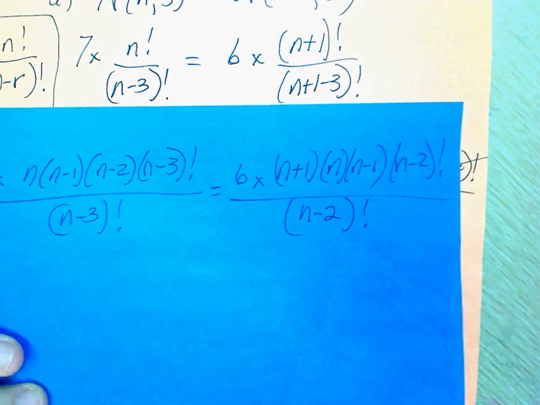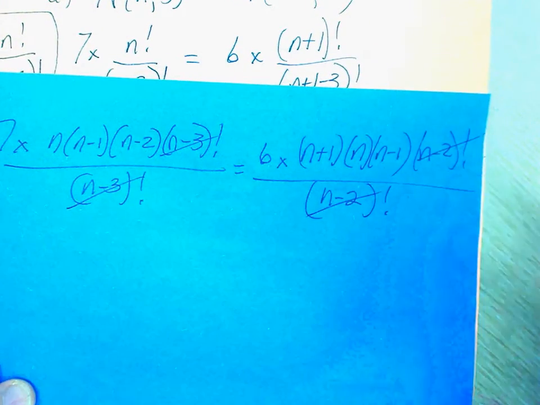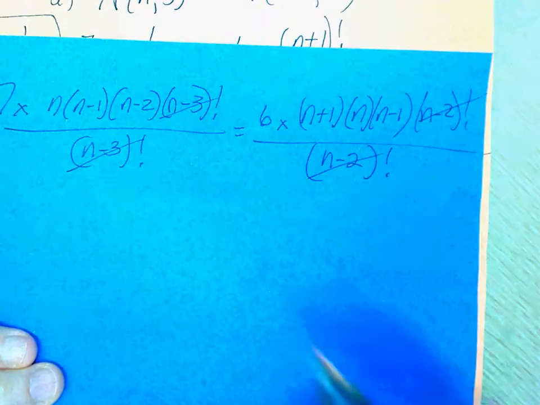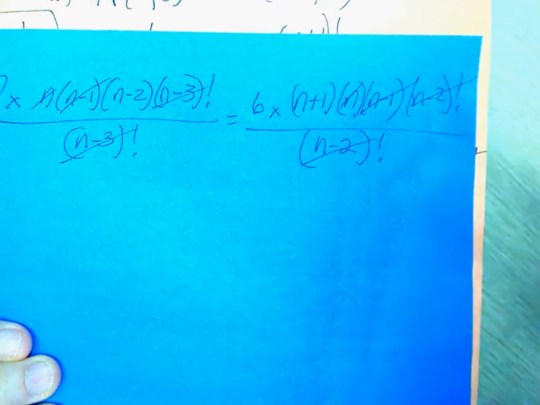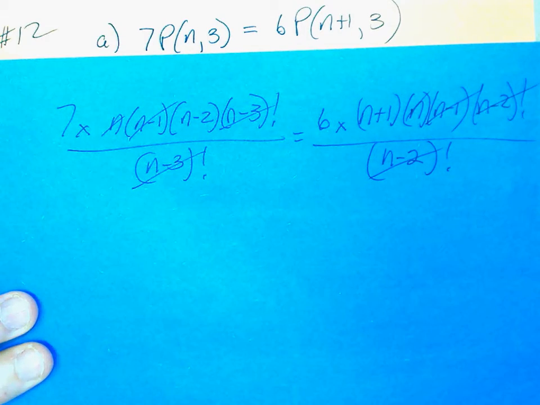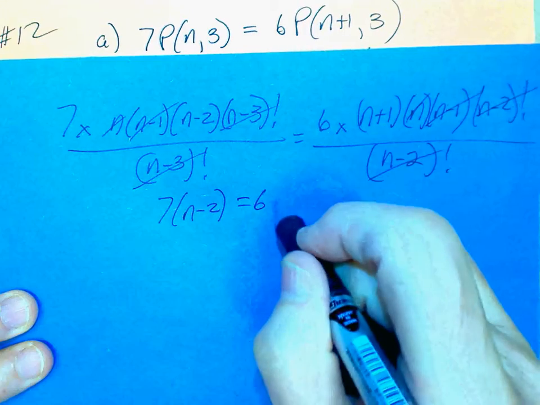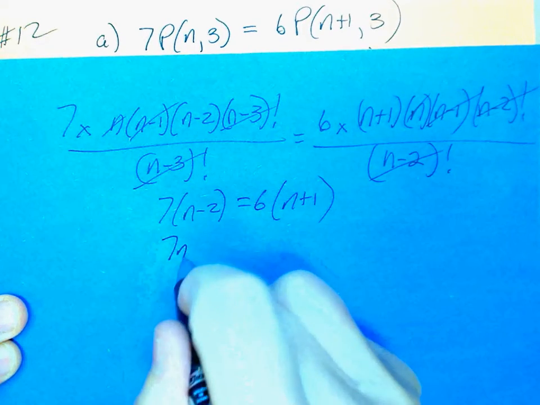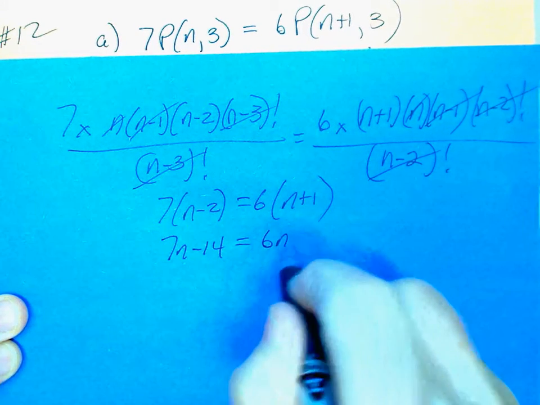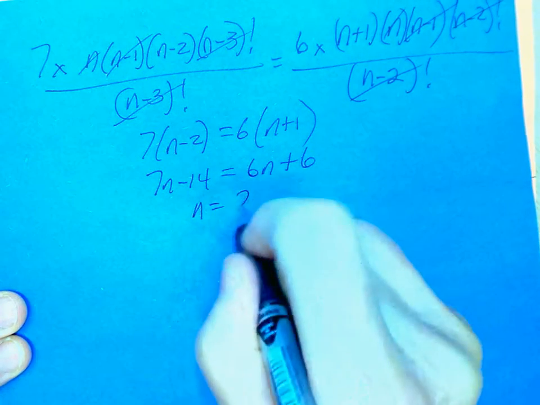Okay, so that divides out, that divides out, n divides out, right? n minus 1 divides out. Now I think, hopefully this time we'll get the answer of 20. So it's 7 times n minus 2 equals 6 times n plus 1. Does that look better? 7n minus 14 equals 6n plus 6. n equals 20. Better answer.